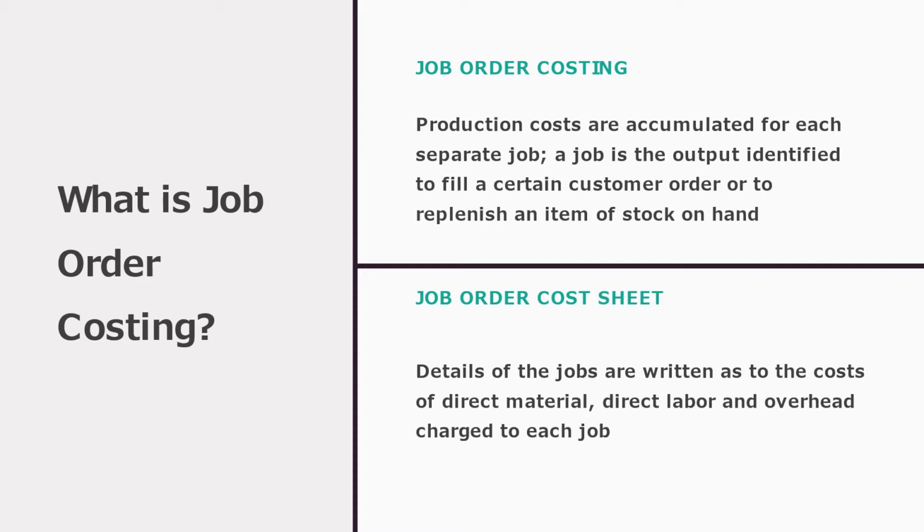So what you need for job order costing is a job order cost sheet wherein the details of the jobs are written as to the cost of direct material, direct labor, and overhead charged to each job. Okay, so it's very specific. So there's a job order number that you are referring to, specific customer where you're producing that specific product for.